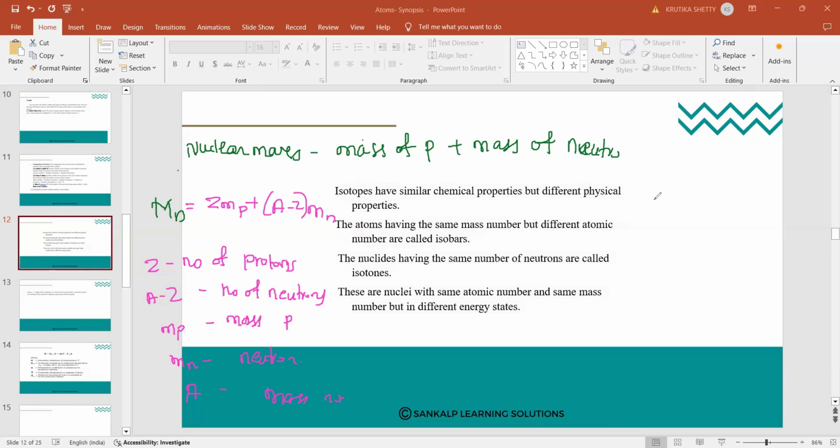Next is nuclear density. The nuclear density is given by the next formula. So we have come across three formulas: radius, mass of the nucleus, and the next one is nuclear density.